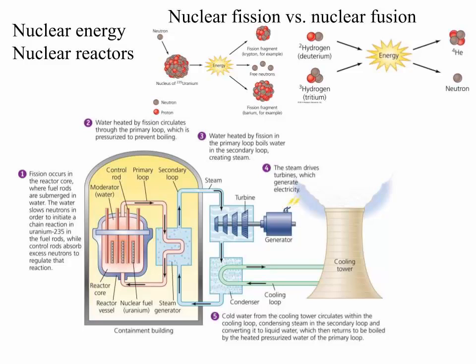A figure of a nuclear reactor is featured on this slide below the figures of nuclear fission and nuclear fusion. Fission occurs in the nuclear reactor core. There are fuel rods in the core that are submerged in water to keep them cool and to slow the neutrons to initiate a chain reaction in uranium-235 in the fuel rods. Control rods absorb excess neutrons to regulate the reaction. The purpose of controlling this reaction is to heat water to generate steam to turn a turbine to generate electricity.